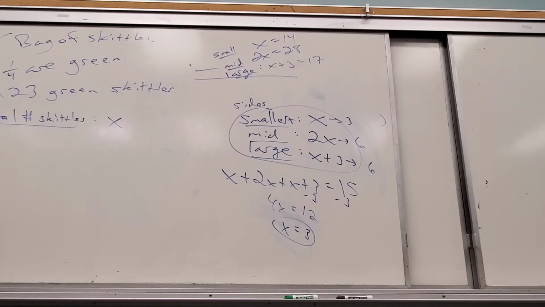Okay, now watch. What's supposed to be 23 if I do what? There's 23 green Skittles. A quarter of the total is green. So 1/4 of what? X. How do I write that? What does "of" mean in math?